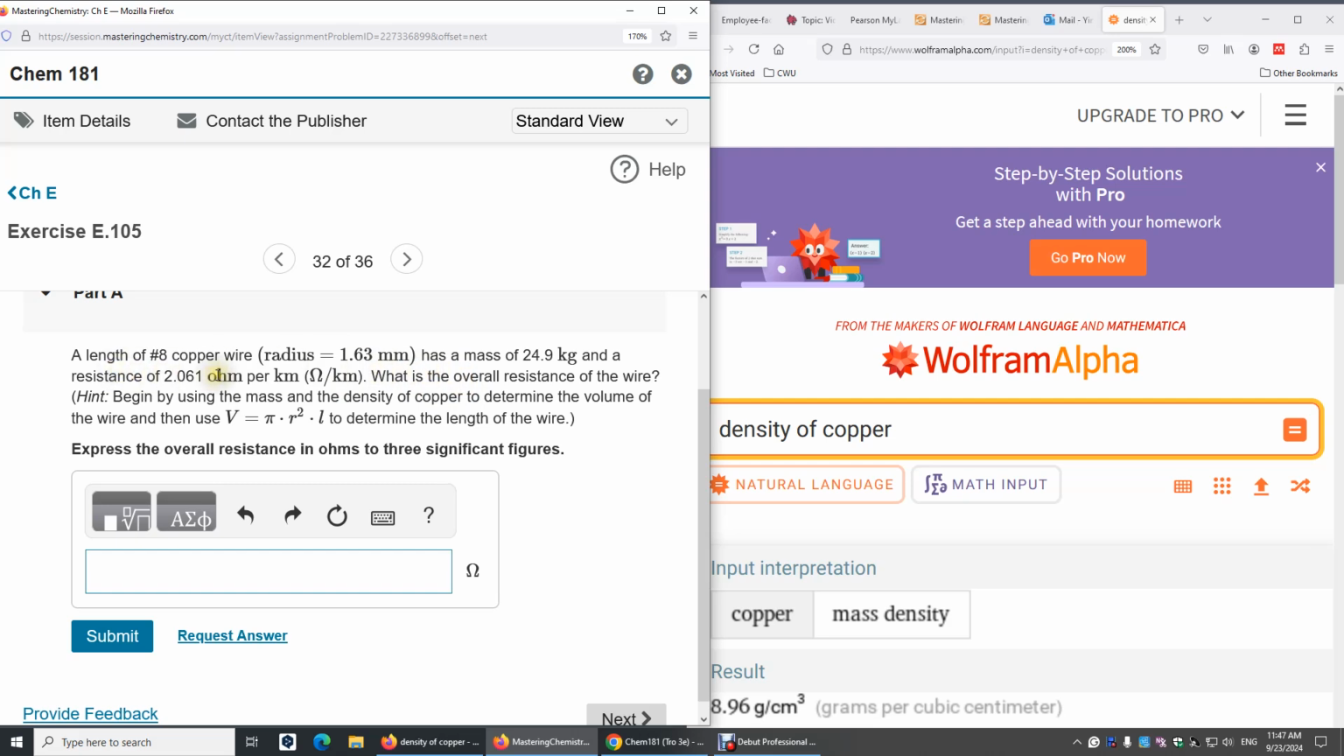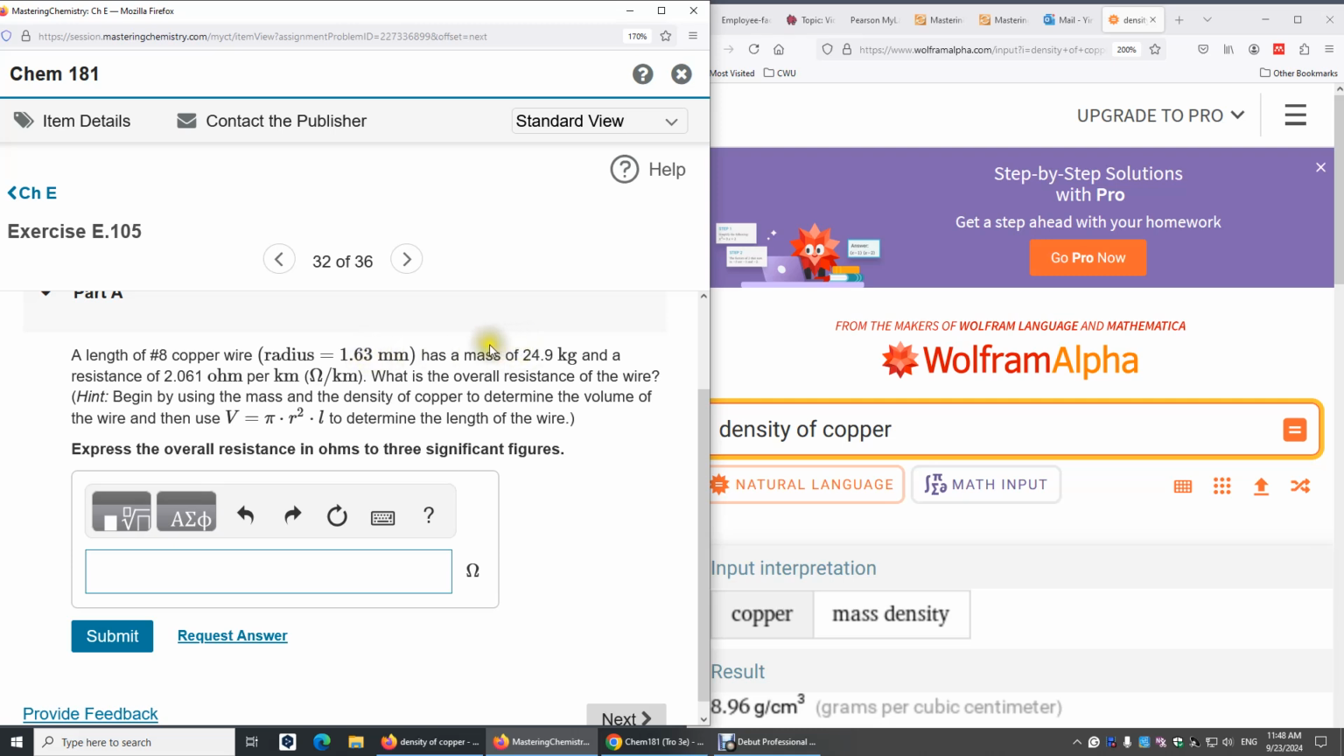Well, we know the resistance per kilometer. We just need to compute the length of the wire in kilometers and then multiply that number by 2.061. But we don't know the length of the copper wire from the information provided here. We do know the mass, the radius, but not the length.